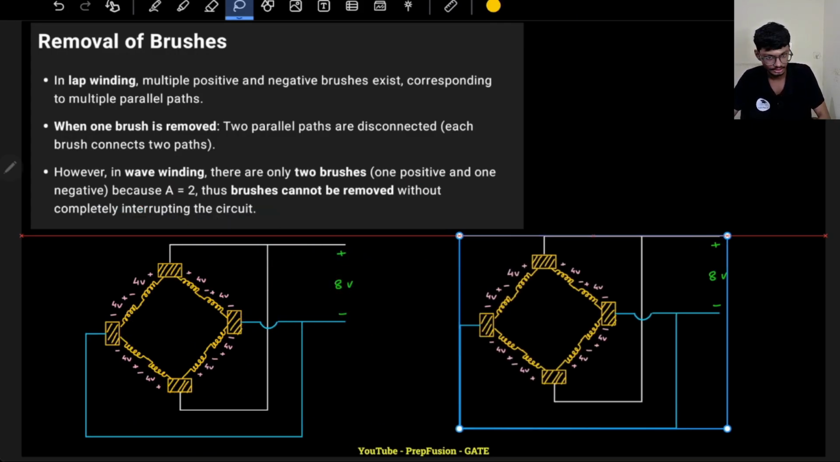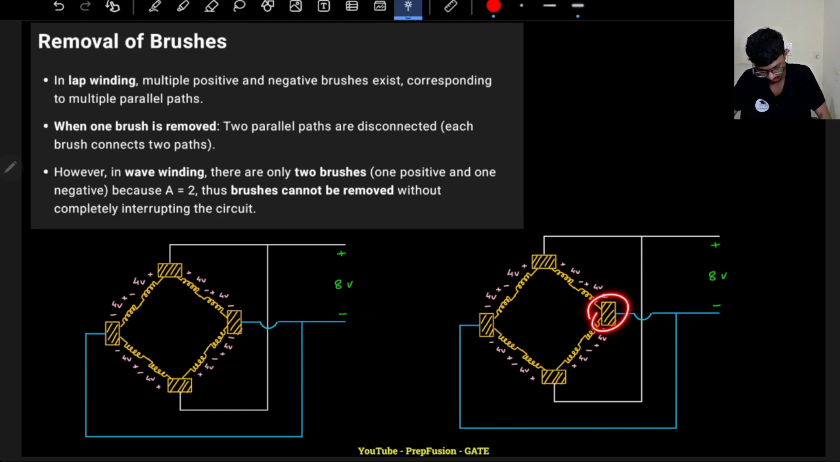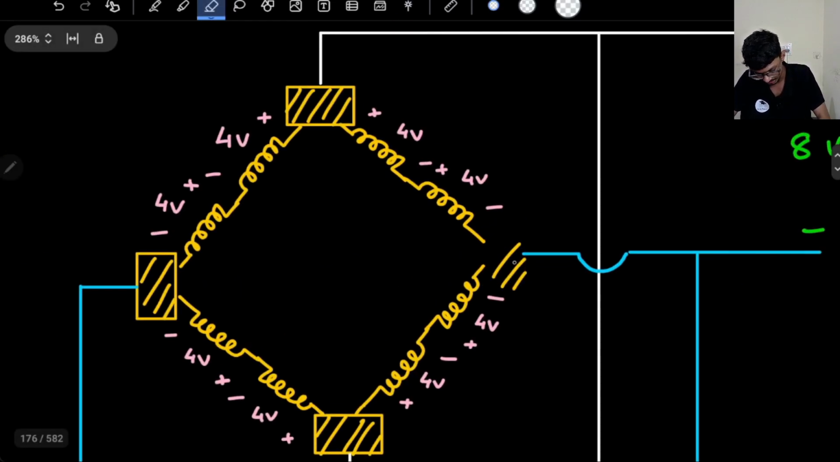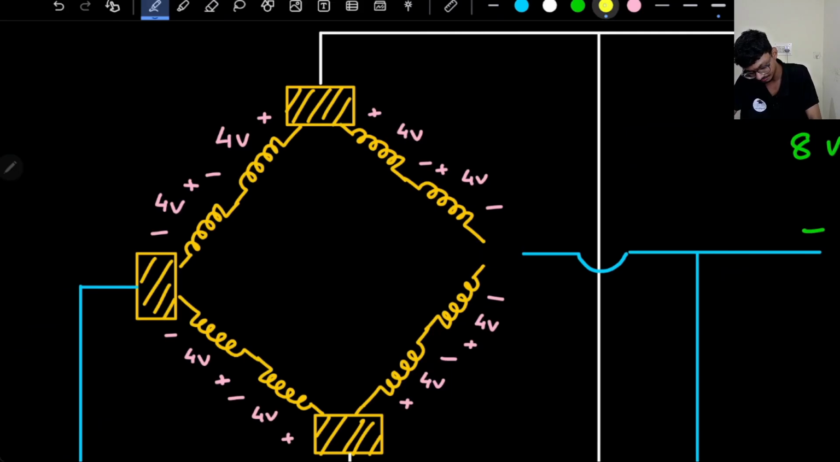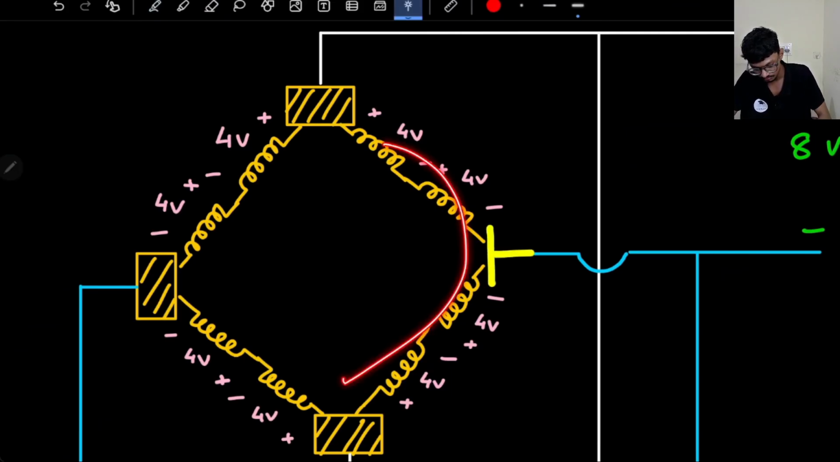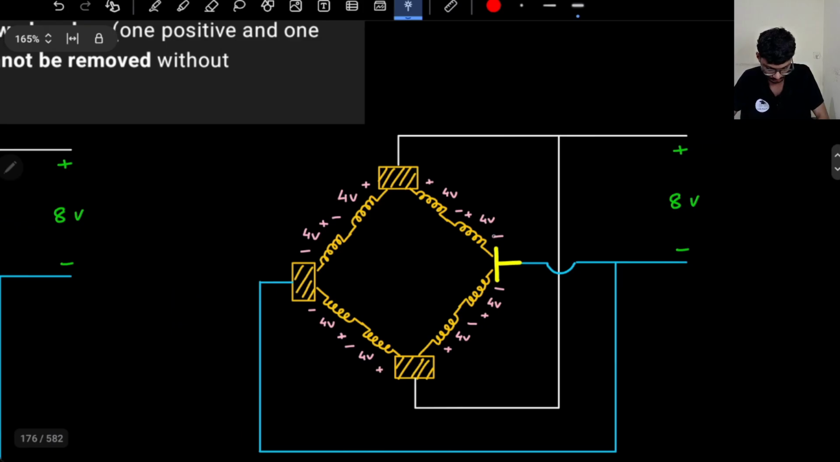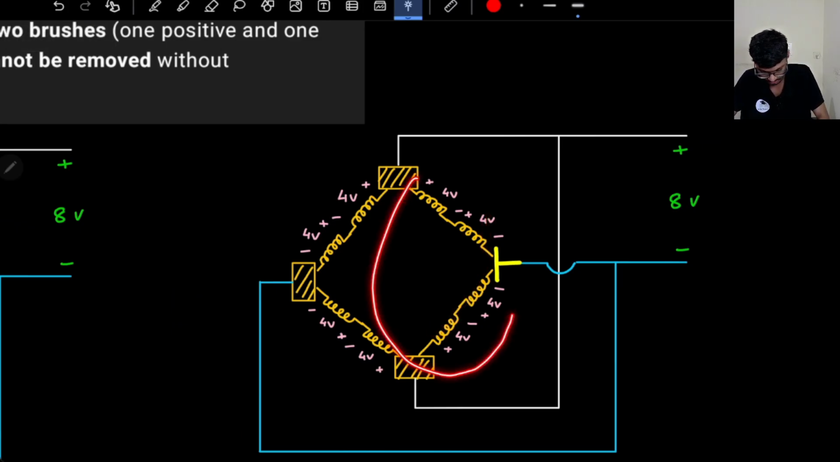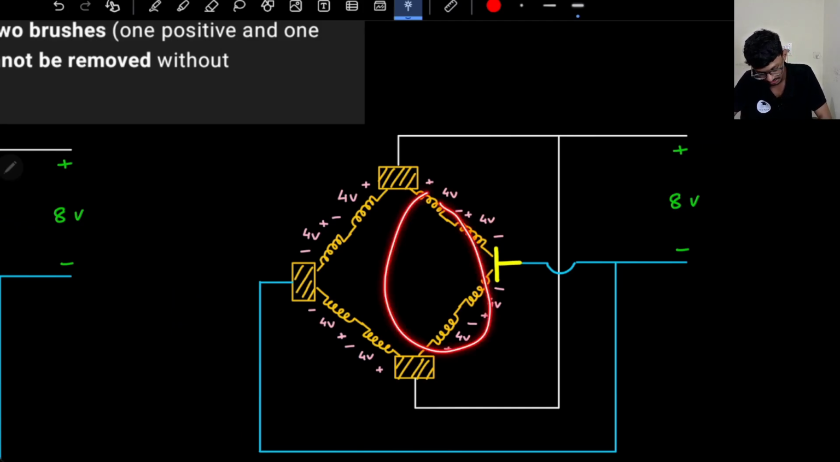So let's take an example, if I remove this brush for a lap winding, right? This is a lap winding. So number of brushes is equal to the number of parallel paths. So if I remove a single brush, what will happen? Basically this whole path will be simply short circuited, right? Overall this is providing zero voltage, no voltage at all, right? This path is providing no voltage, correct? So these two paths are simply short circuited.